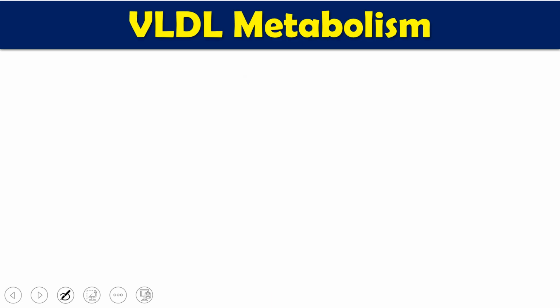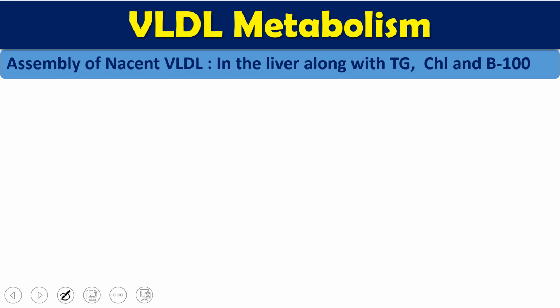Now, in case of VLDL metabolism, there are a few points we should remember. These are the different steps of how VLDL metabolism occurs. The first step is the formation of VLDL, or assembly of nascent VLDL. Whenever VLDL is synthesized, that is immature VLDL, that synthesis occurs inside the liver.